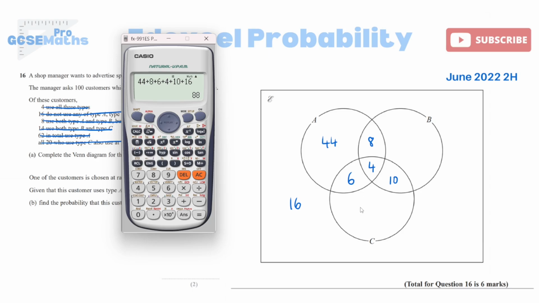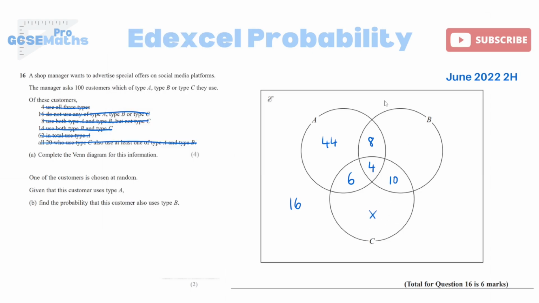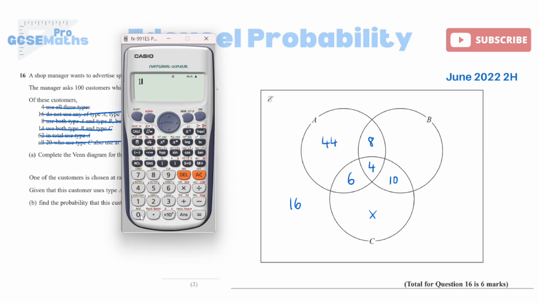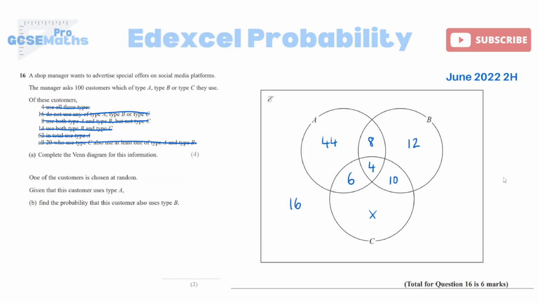Which bubble have they not mentioned yet? We've already said that we can't have any in C. The only thing missing is just B. We've got the outside, we've got everything else. So you see how that was 88? Obviously 100 minus 88 gives us 12. So therefore, B on its own must be 12. So just double check, once you've ticked off all of these, is there anything missing?